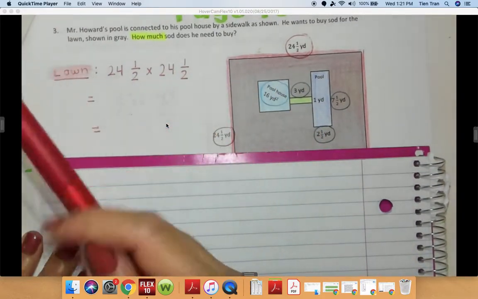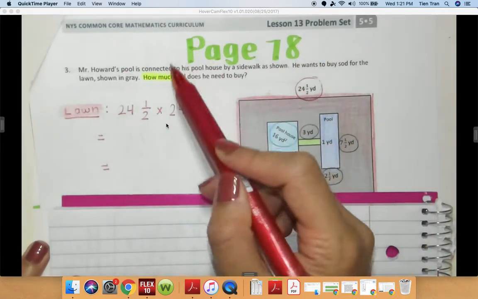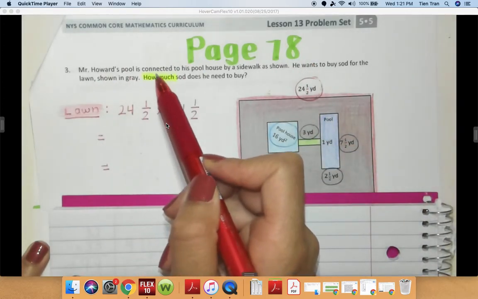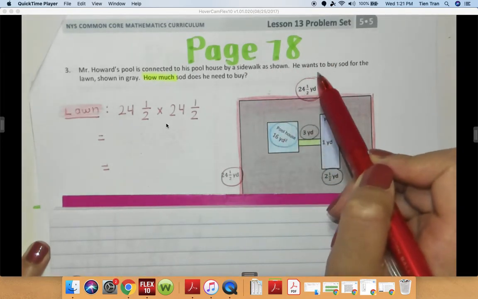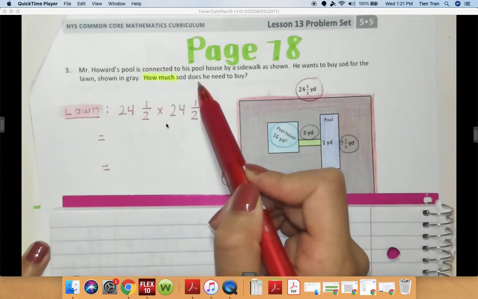So Mr. Howard, oh, sorry, this is page 78. Just in case you don't know, this is the page number for your math book. Mr. Howard's pool is connected to his pool house by a sidewalk as shown. He wants to buy sod for the lawn shown in gray. How much sod does he need to buy?